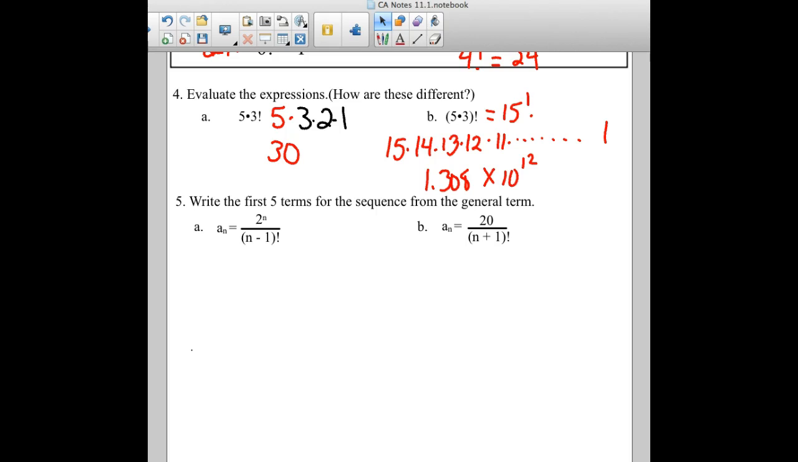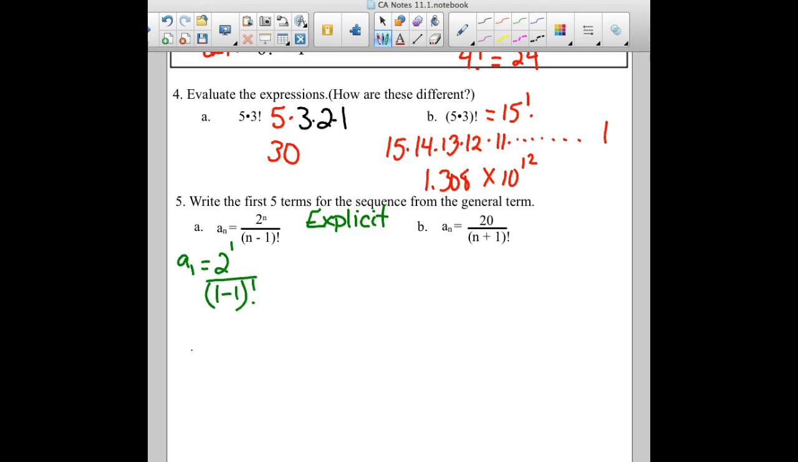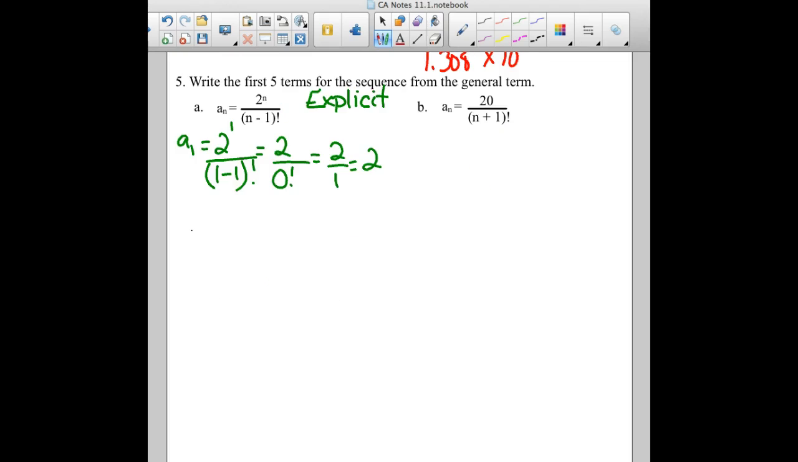Example 5 says write the first 5 terms of the sequence from the general term. These are explicit again because they are allowing us just to plug a number in for n, and we don't need to know the numbers in front of it. All right, so these are both explicit. So a sub 1, my first term, is 2 to the nth power, so 2 to the first, divided by 1 minus 1 quantity factorial. Well, 2 to the first is 2. 1 minus 1 is 0. 0 factorial, remember, is defined to be 1. So we end up with just 2 for an answer.